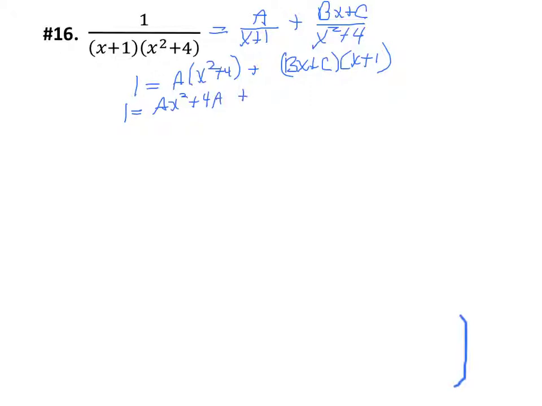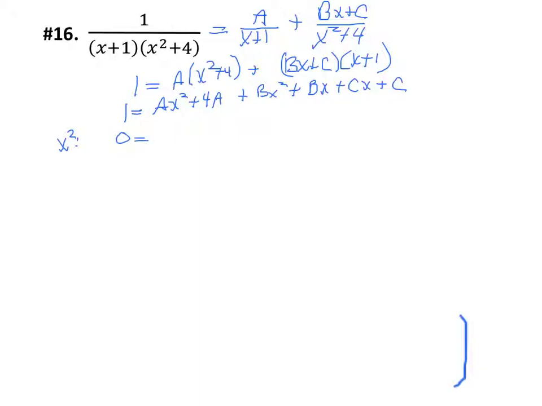And then to FOIL these together I get Bx squared plus Bx plus Cx plus C. Now that looks really complicated, yeah? Okay, it's really not, okay? Now remember, we're doing systems here, and we start with our biggest power. So what's our biggest power we have? X squared. There's no X squared on the left side, so that's a 0.